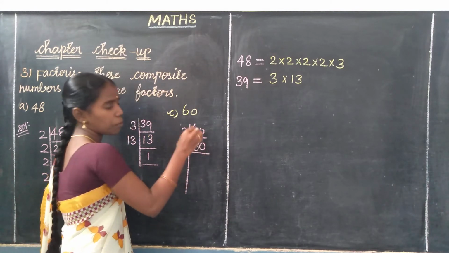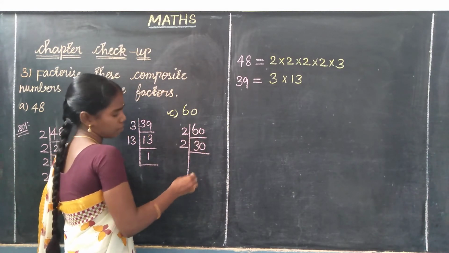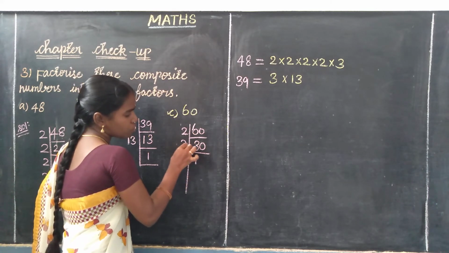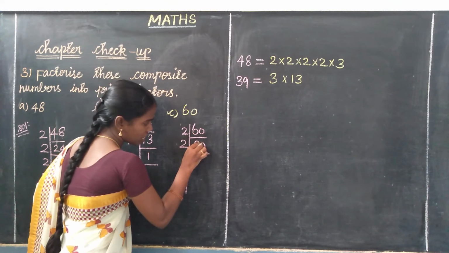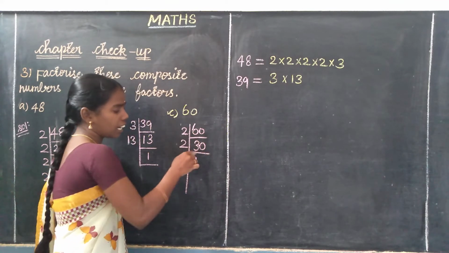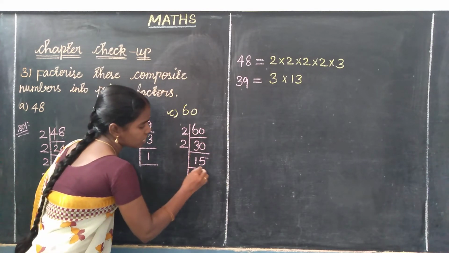Then the last digit is also 0, so again divisible by 2. How many times? 1 2 is 2. 3 minus 2 remaining 1. So consider the second digit: 10. 5 2's are 10. Is it? Yes. The last digit is 5.